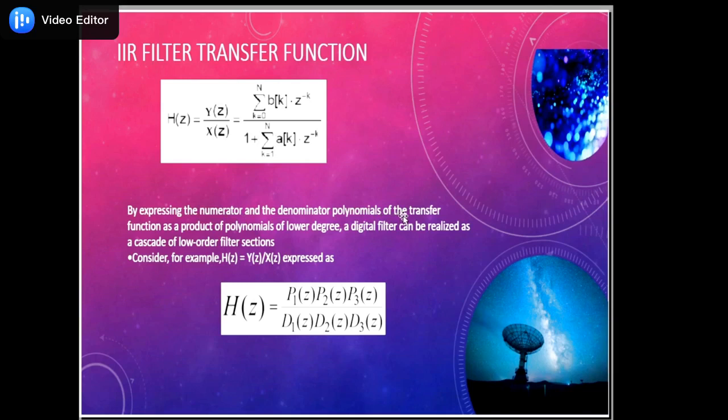denominator polynomials of the transfer function as a product of polynomials of a lower degree. A digital filter can be realized as a cascade of lower order filter sections. Consider an example where H(z) = Y(z)/X(z) is expressed as H(z) = P1(z)/D1(z) multiplied with P2(z)/D2(z) multiplied with P3(z)/D3(z).